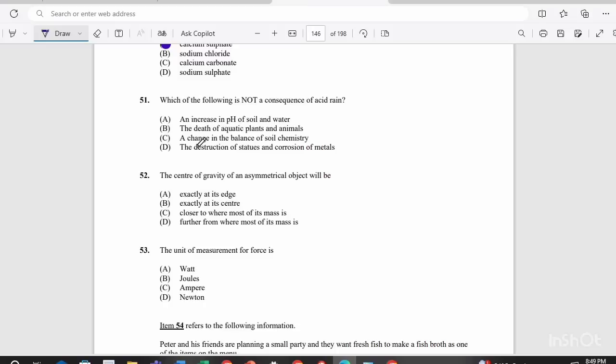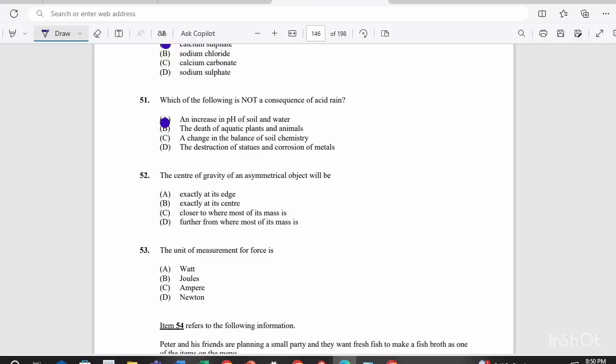Which of the following is not a consequence of acid rain? Question 51. Is it A. An increase in pH of soil and water, B. The death of aquatic plants and animals, C. A change in the balance of soil chemistry, or D. The destruction of statues and corrosion of metals? Which of the following is not a consequence of acid rain? The answer there is A. An increase in pH of soil and water.